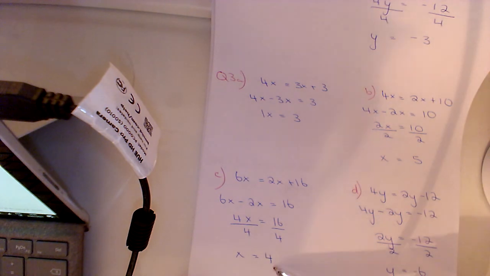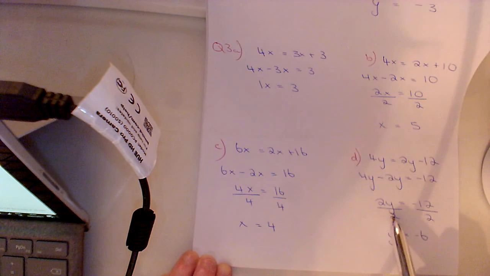D then, I have 4y is equal to 2y minus 12. So I need to have letters on the left, numbers on the right. So I have 4y is on the left, this 2y is on the right hand side. I need to bring it over, so it becomes minus 2y is equal to minus 12 is on the right hand side. 4y take 2y is 2y is equal to minus 12. I want to find y on its own, so I'm going to divide across by 2, divide across by 2, and I'll get y is equal to minus 12 divided by 2 is y is equal to minus 6.